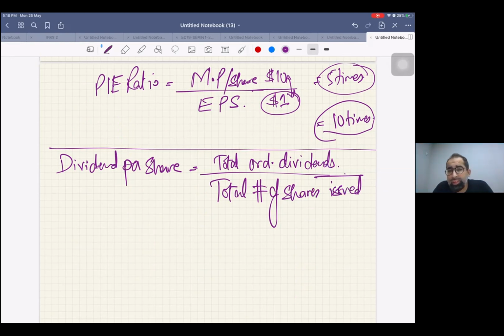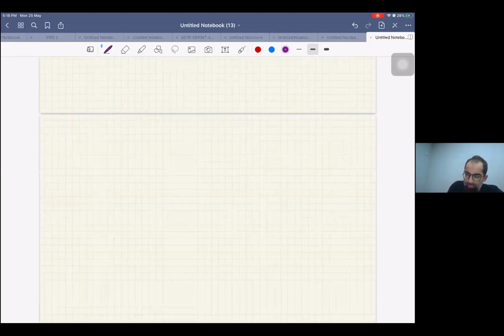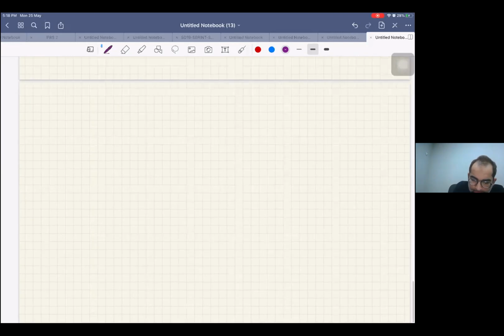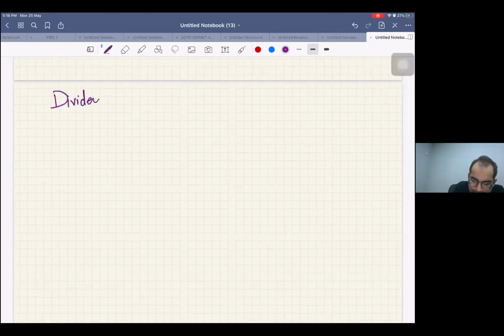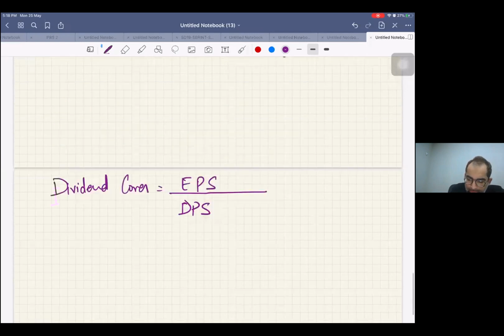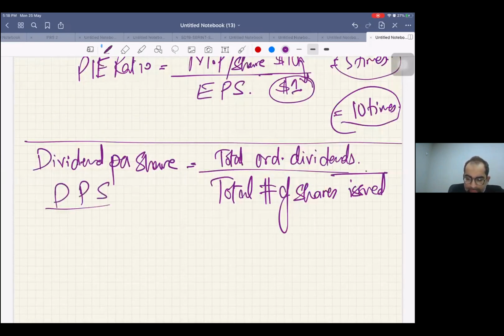Or no dividend sometimes indicates that the company is reinvesting a lot, just like Amazon nowadays not giving that much dividend. Amazon is on the reinvestment strategy, and that is also a good strategy. Then dividend cover. DPS means dividend per share. Okay, don't forget, DPS and dividend per share is the same thing, don't forget.